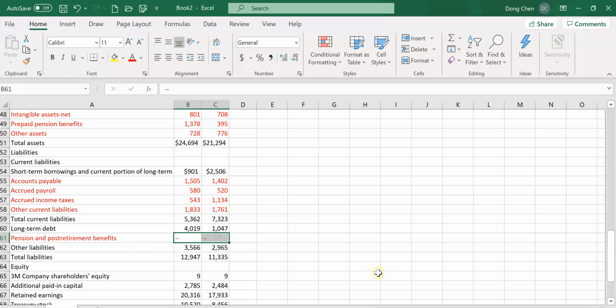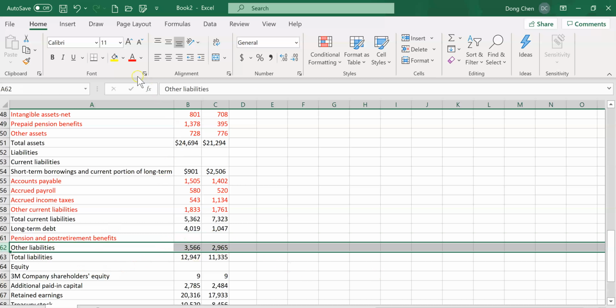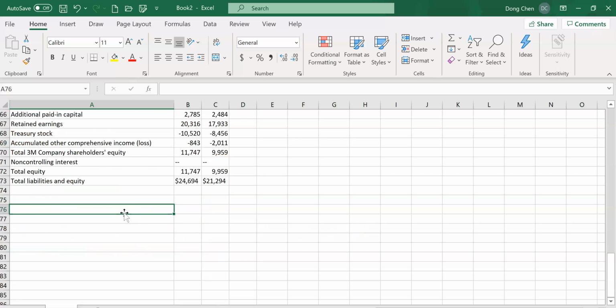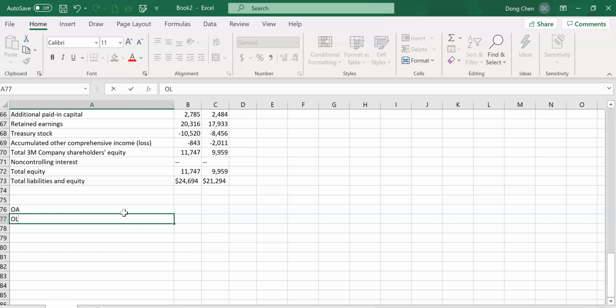But in this case, there's no such item, so we just eliminate this dashed symbol. And other liabilities, generally, we also treat this as operating. So now we are also done with the liability side. And now let's calculate the operating assets and operating liabilities, and then their difference is basically the net operating assets.